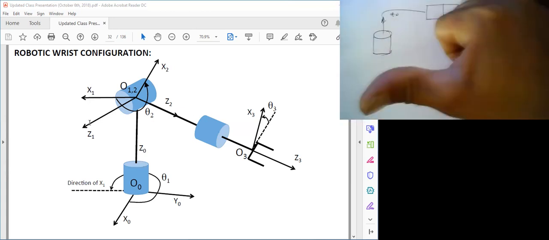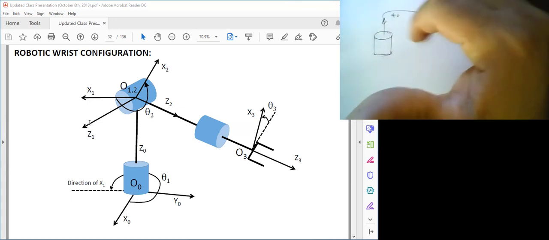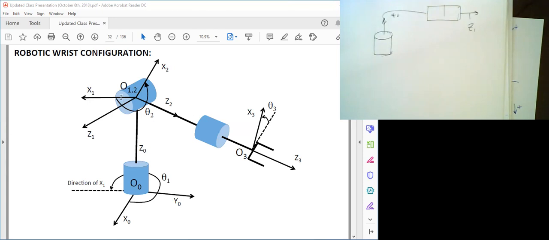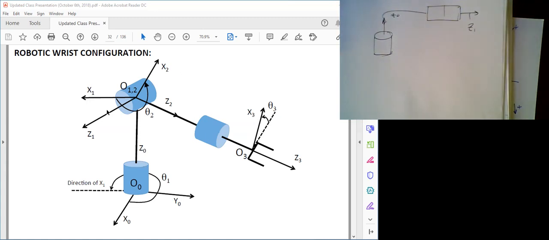So basically, this is my z1, and then my theta is going to be in that direction. It's measured from x1 to x2, and likewise theta 3 is measured from... So this is my x2, a representation of what x2 is, and this is my theta 2. This is a robotic wrist, and the goal of the robotic wrist is that I can solve for theta 1, theta 2, and theta 3 to be able to position this end effector in any direction.